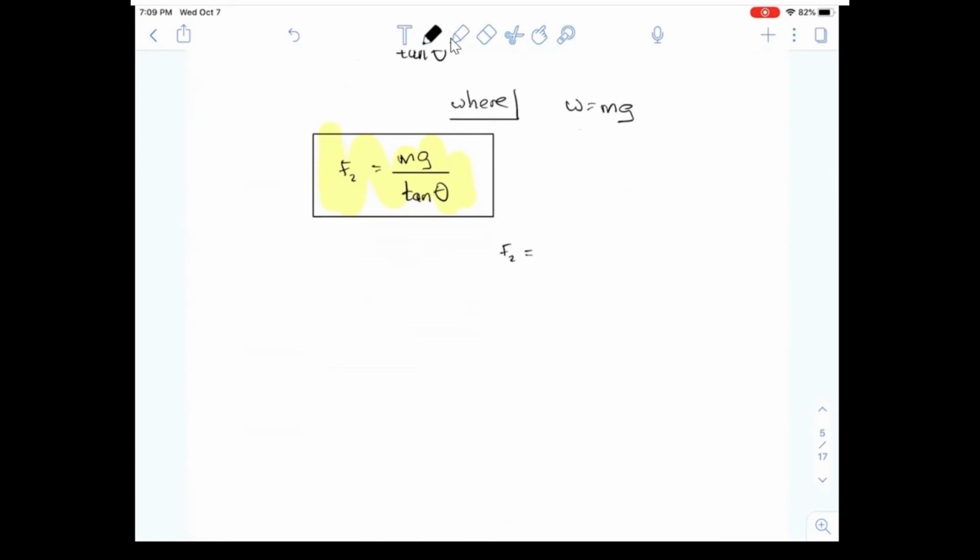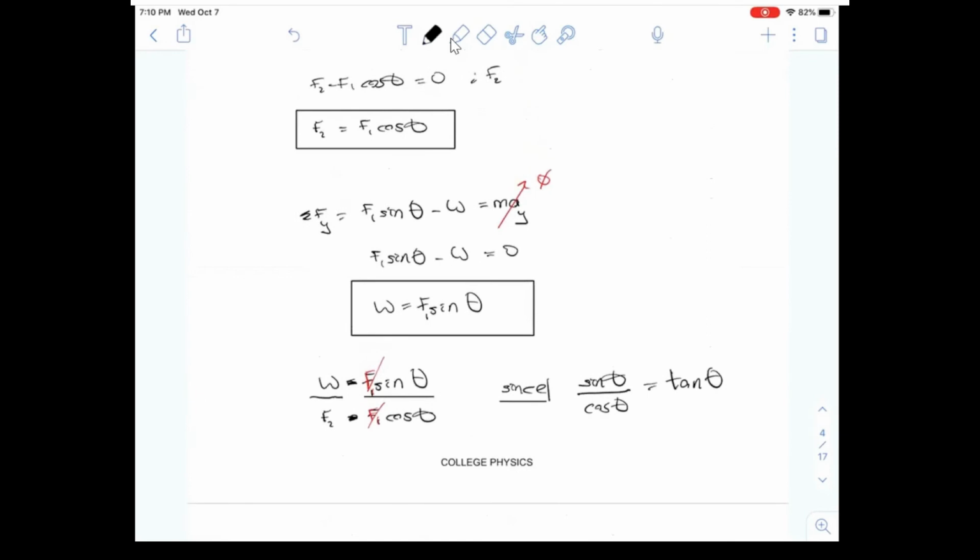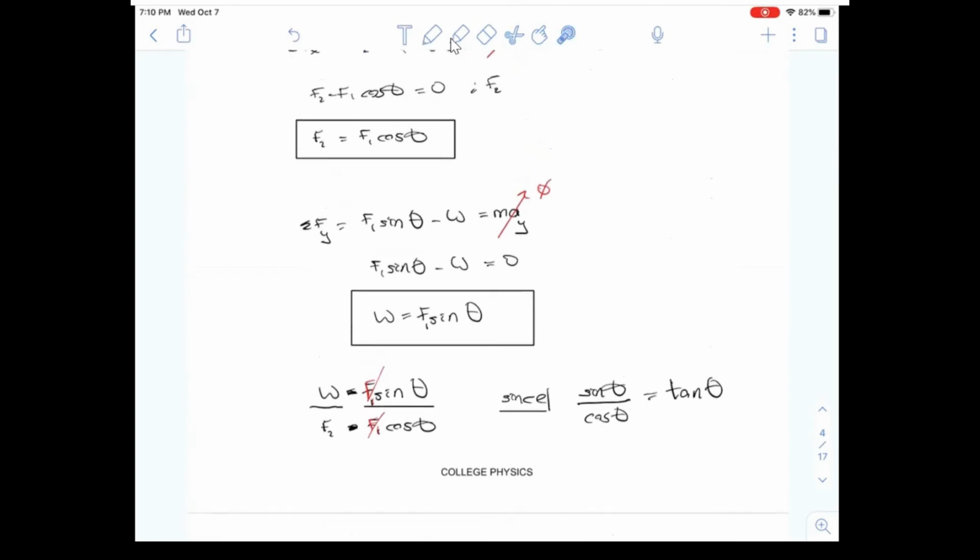Okay, so who's got the number? All right, so F2 is going to come out of that one. Where do you get the F1 from? Okay, guys, now that you know F2, you can get F1 from here. That's one way you could do it.